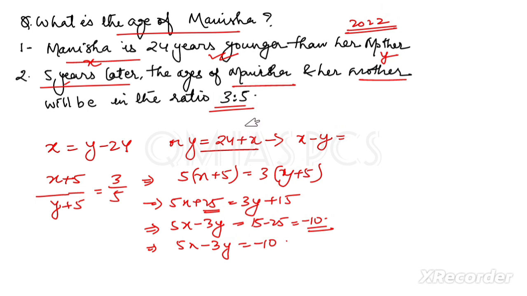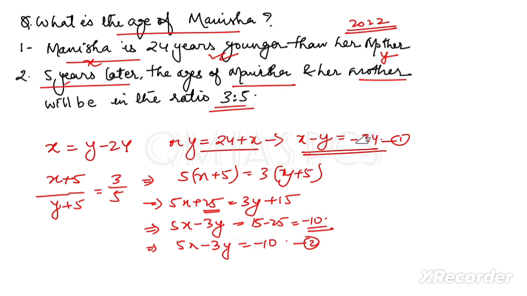There are two methods: one is substitution and one is elimination. We have not discussed that, but I think we should. Let me discuss that one. So x minus y is equal to minus 24. We are following the elimination method. What is elimination? Elimination means we can eliminate one variable from both equations, equation 1 and equation 2.